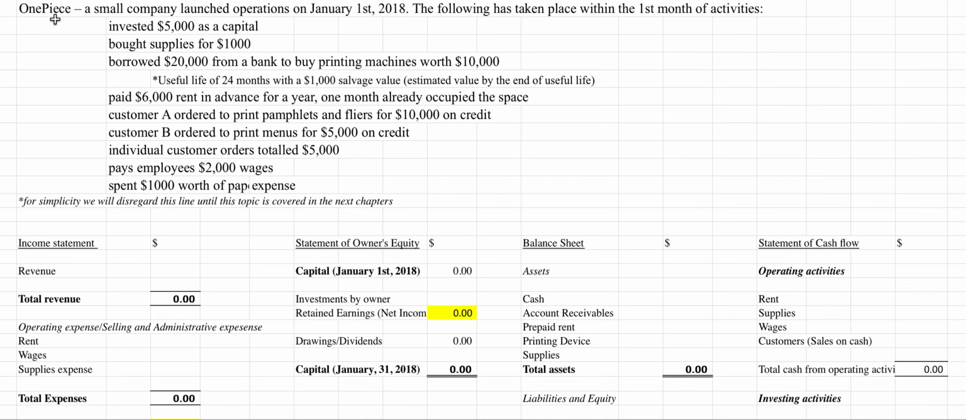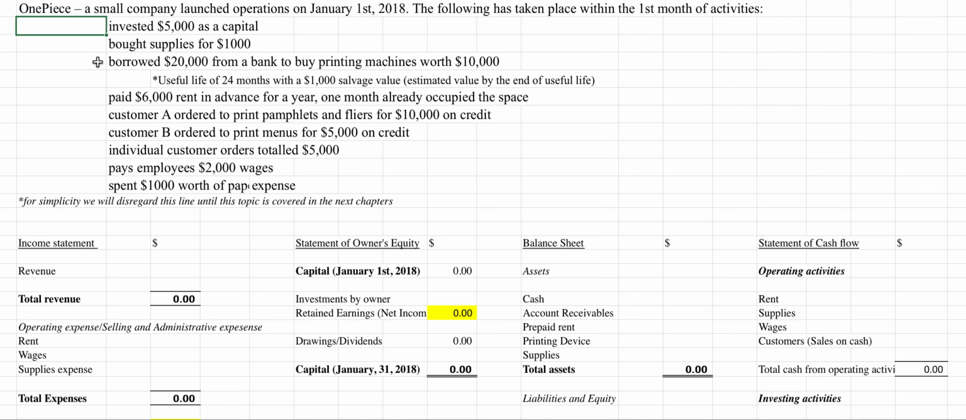Now here we have One Piece, a small company that launched operations on January 1st, 2018. And these are the activities that took place in the month of January. The financial statements will be prepared as of January 31, meaning it's one month's transactions only. The very first transaction here says invested 5,000 as capital.